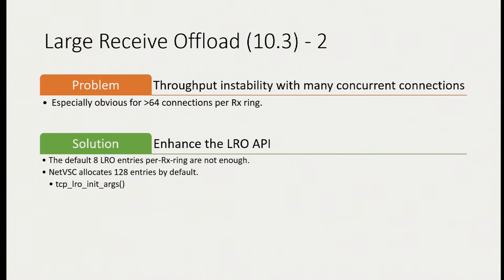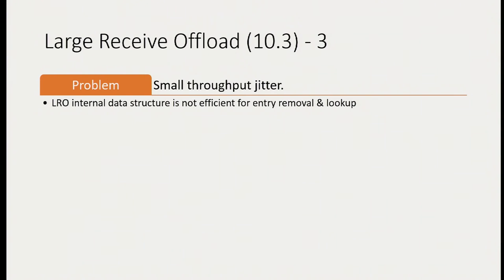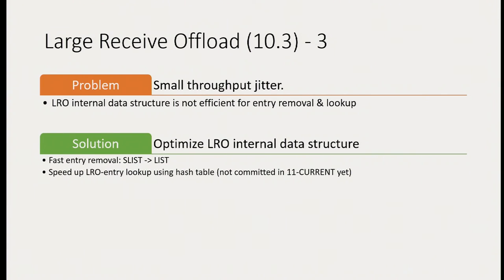Okay. Let's continue. We also found occasionally the throughput can have a temporary sudden drop. Usually the throughput curve is a line, and at some point the throughput can drop suddenly, temporarily, and then go up again. So we investigated this and we found the internal data structure in the LRO is not very efficient for LRO entry removal and lookup. In the LRO API, the LRO entries are organized by a singly linked list.